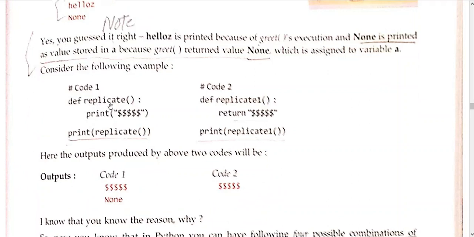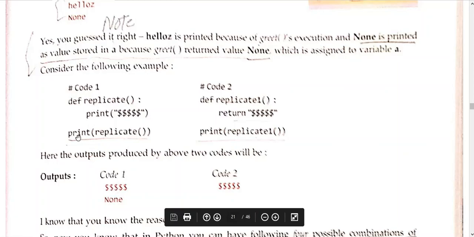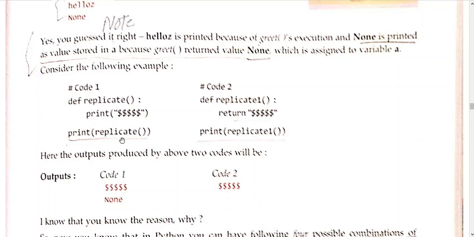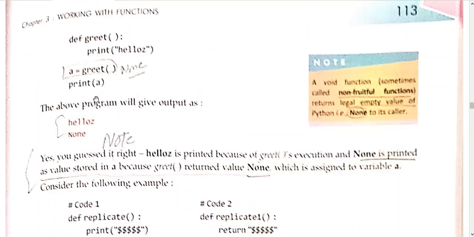You are using a replicate function, print statement you have given, so this has been printed. Print replicate, so what you are doing here, you are calling the same function inside another function. Here also we have done the same. In this function definition, you are calling the same function again. So this is called recursion, when a function calls itself. This is the concept of recursion.